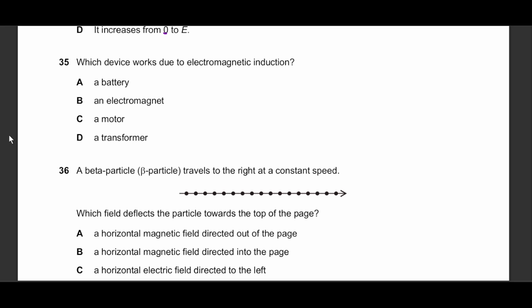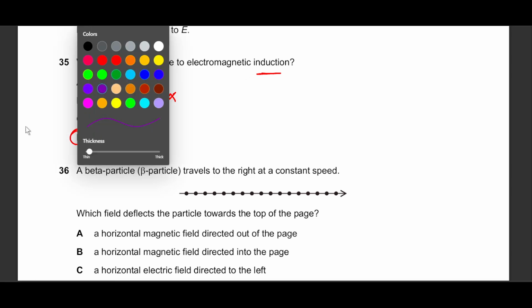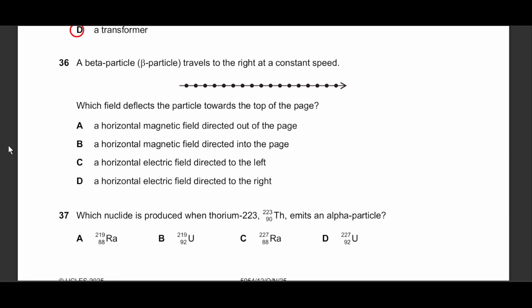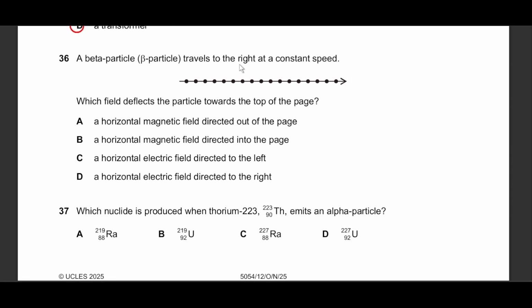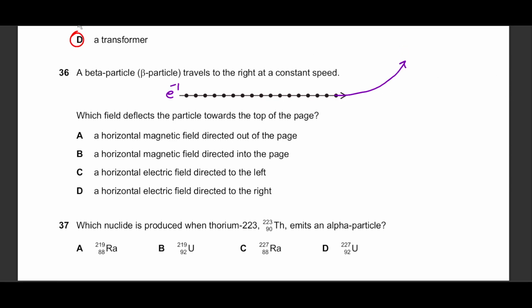35. Which device works due to electromagnetic induction? Battery, no. Electromagnet, no. A motor, no. Induction is a transformer because it is expecting a change in magnetic field, eventually producing an EMF in the other coil. 36 is a bit tricky. So there is a stream of electrons which is negatively charged, and what makes them go to the top of the page, for example, like this? What type of magnetic field would this be?